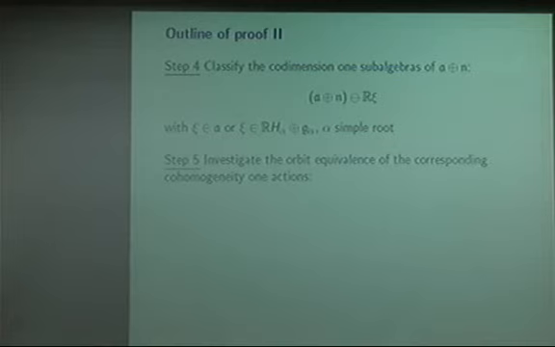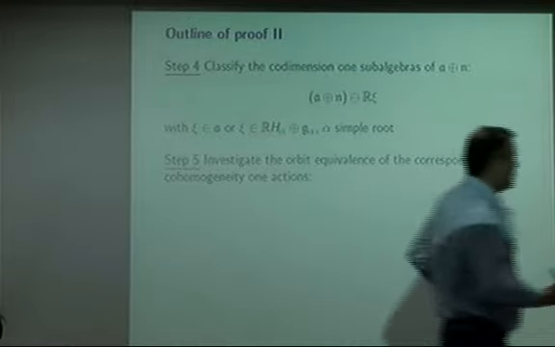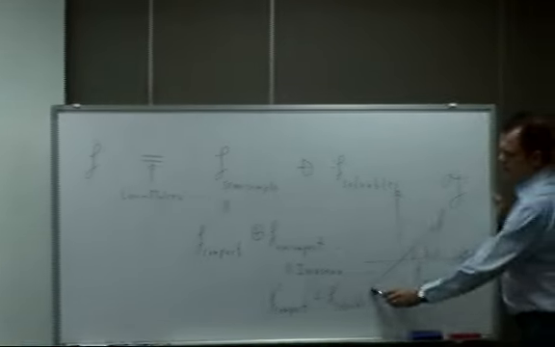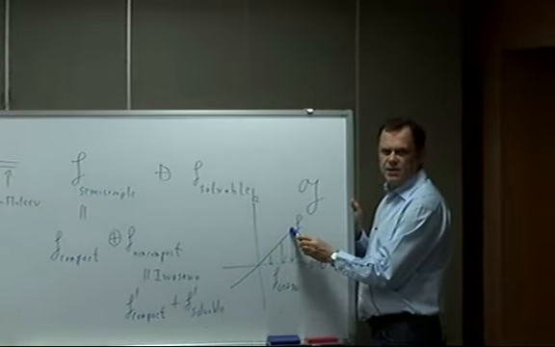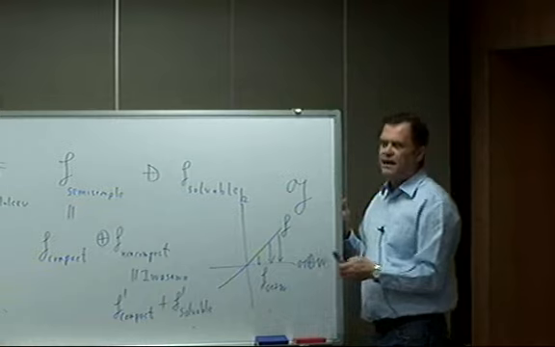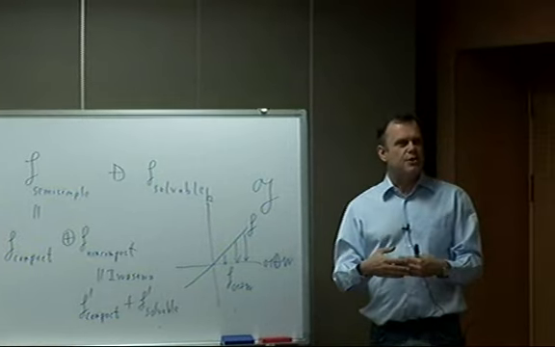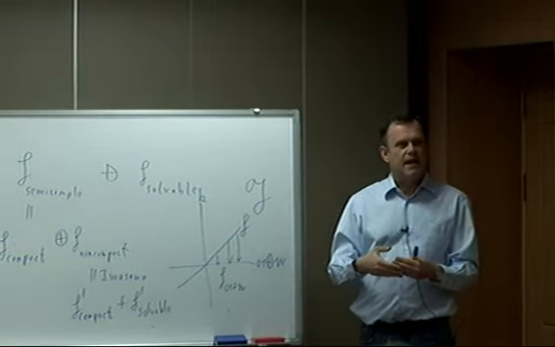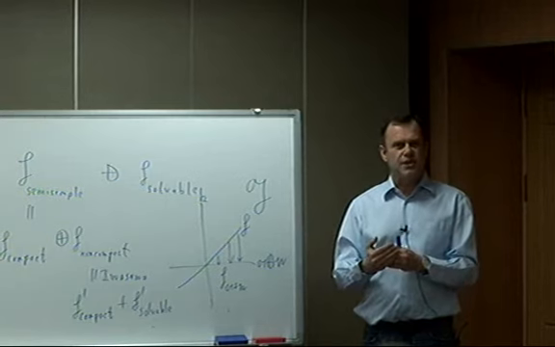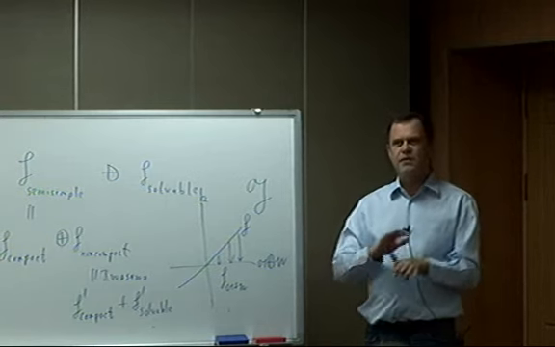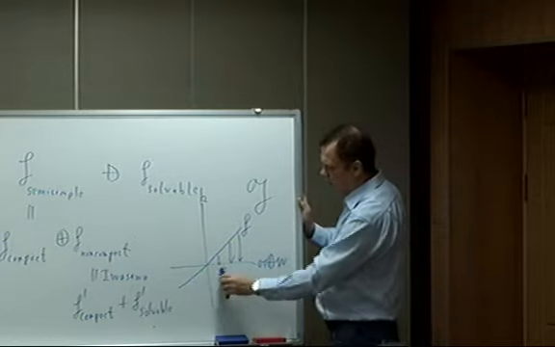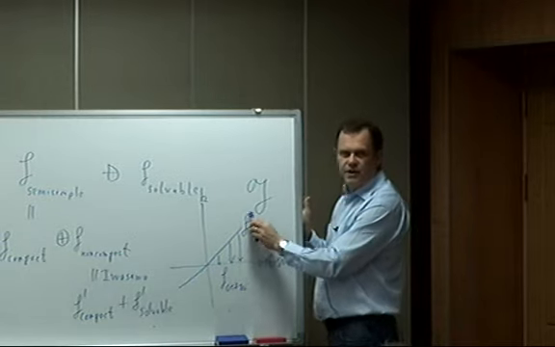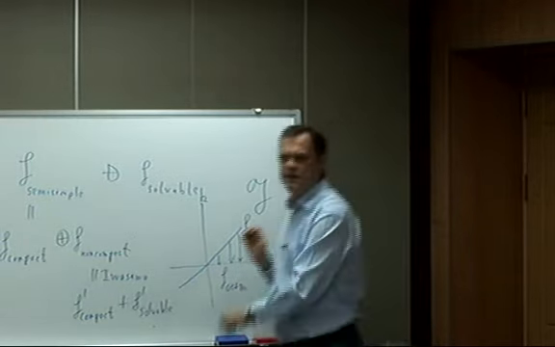So then, in the fifth step, we investigate the orbit equivalence of the corresponding homogeneity 1 actions. What we have done here is, our original foliation is given by the group corresponding to this Lie algebra. What I construct there is a kind of model subalgebras or model foliations. But we don't know how they are related to each other. So we have to investigate how they are related to each other. Here we get some foliations, there we get a foliation. How are they related?